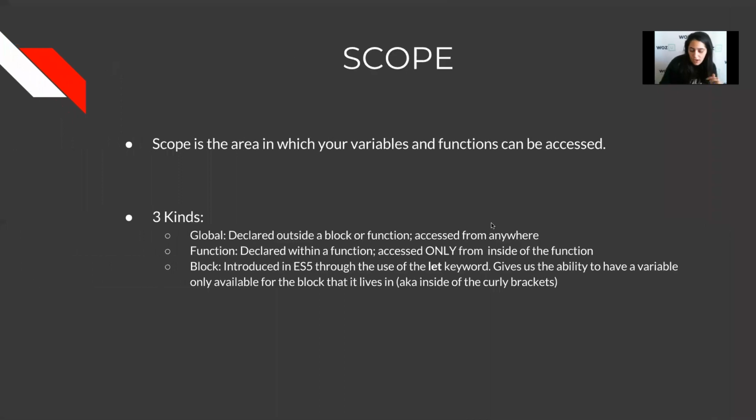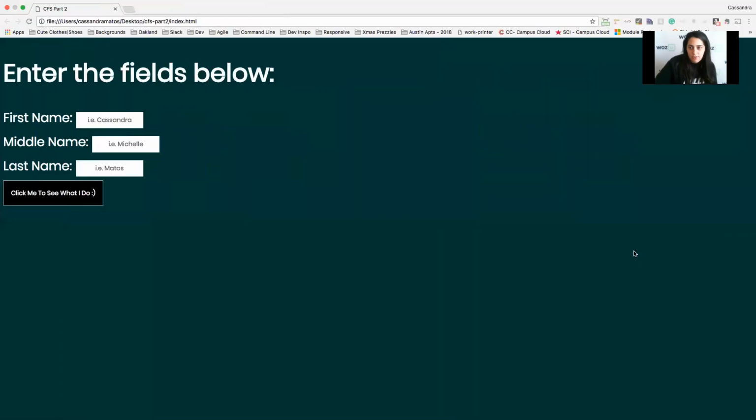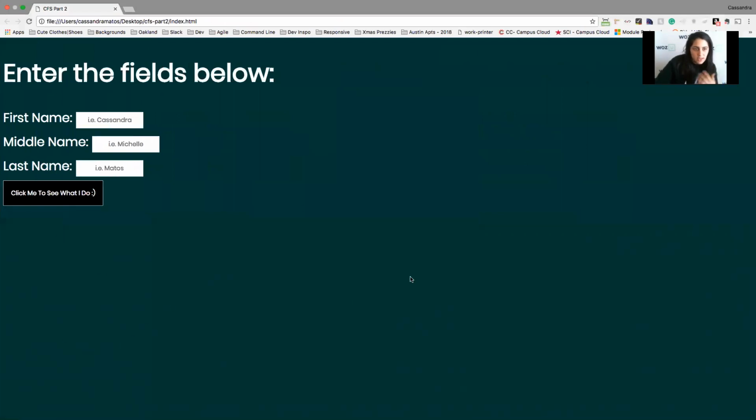Alrighty. All right, so let's go ahead and get into the DOM. The DOM is the Document Object Model. It is a programming interface for your HTML documents. It provides a visual representation of the HTML elements you place in your document. Essentially, it's what we see on the web browser. So on this code here, what I'm seeing is the DOM. It's a visual representation of the HTML code that I have previously written.